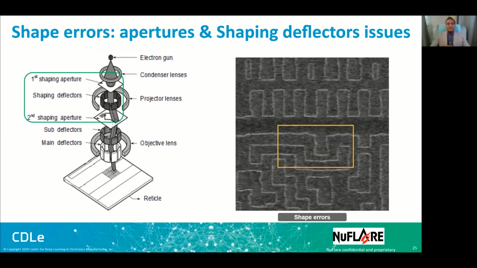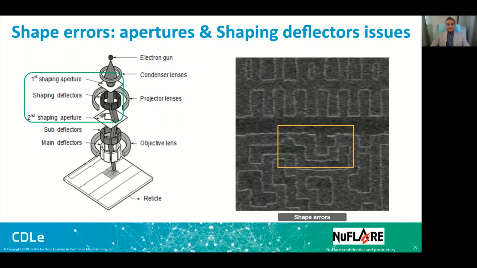Another type of error could be shape error, which happens because of the shaping deflectors. If there is some problem with the shaping deflector, the geometries of the shots, the rectangular and triangular, can get distorted. In fact, you see distortion on the edges of the shape.